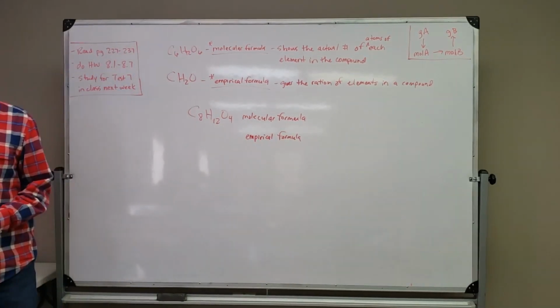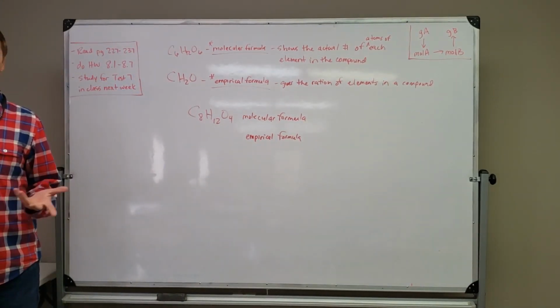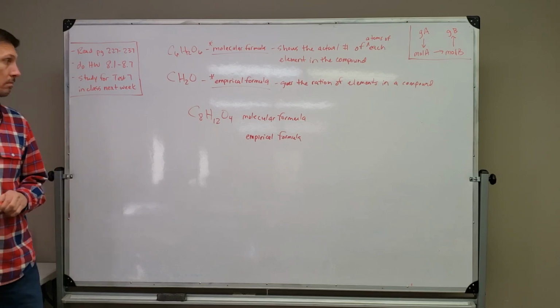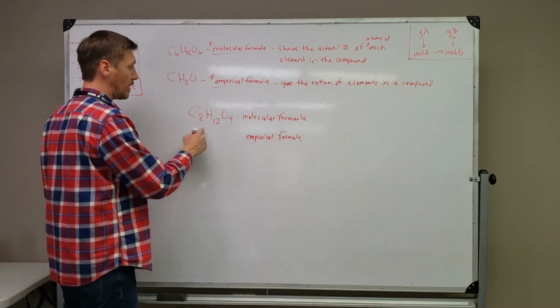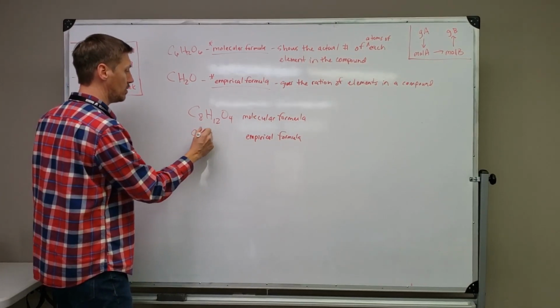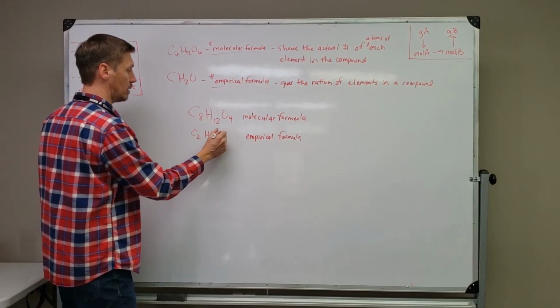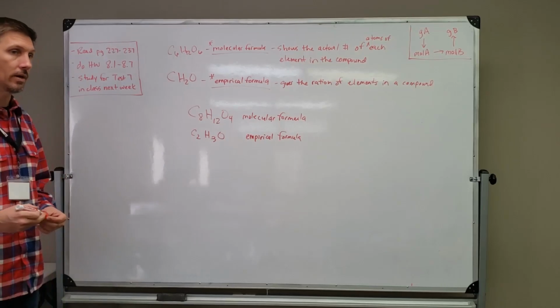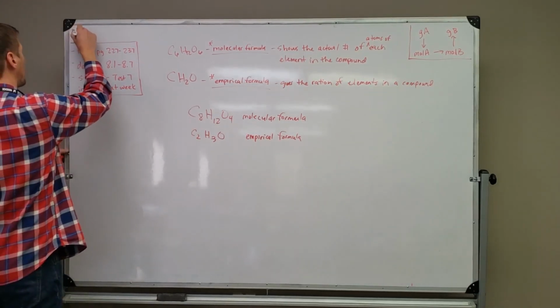What would it be? C2H3O. So we can divide everything by 4. That's the biggest number we can divide it all by. So C2H3O. Nathan's exactly right.